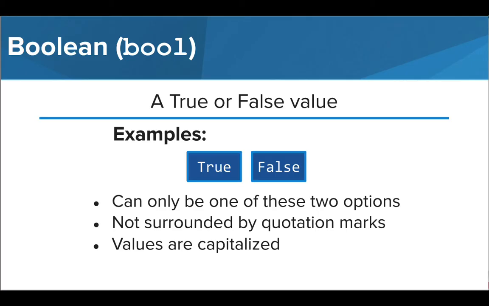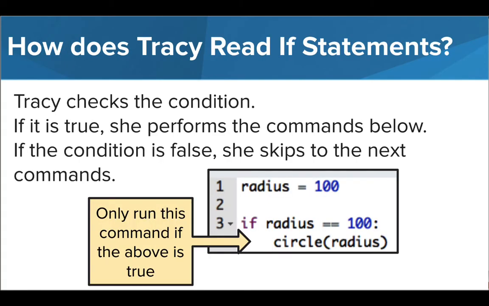Let's look at how Tracy reads if statements. When we give Tracy an if statement, she first checks the condition we gave her. If the condition is true, she performs the commands indented below. If the condition is false, she skips the indented commands and moves on to the commands that follow.